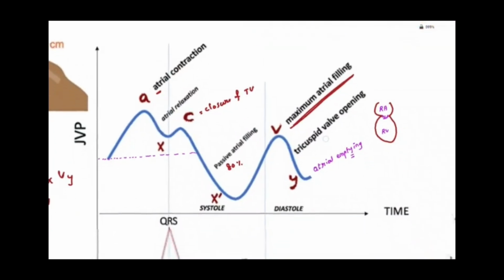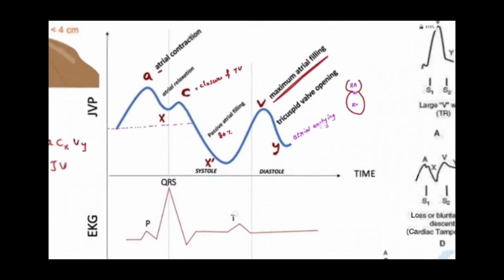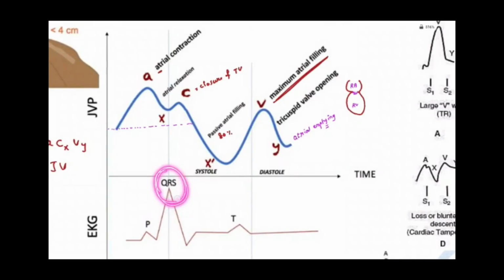So if we put the ECG also here, you can see that the QRS wave corresponds to the ventricular systole, and that ventricular systole is this part. After systole nothing will be there in the heart, and the blood will fill the heart. So in this passive filling, the 80% of the filling will happen. That is why this is a steep curve.